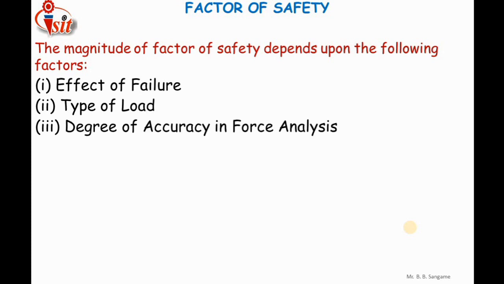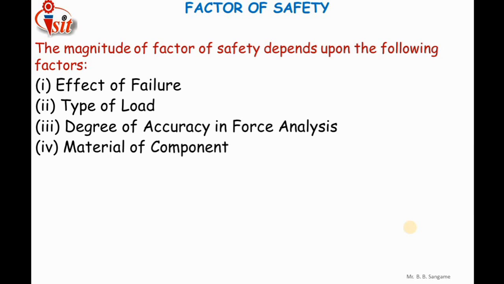Third is the degree of accuracy in force analysis. When the forces acting on a machine component are precisely determined, a low factor of safety can be selected. But if the forces acting on the element are not accurately determined, in that case we might have to go for a higher factor of safety. Sometimes the magnitude or direction of forces is uncertain or unpredictable, and in that case we have to take a higher factor of safety.